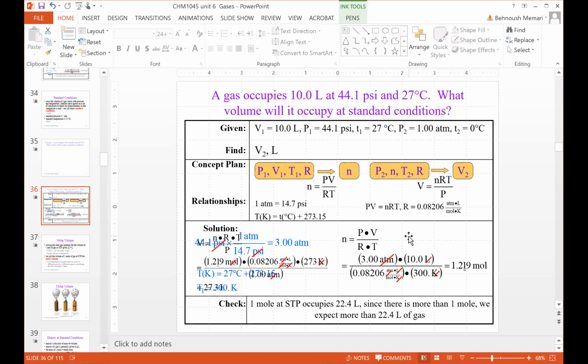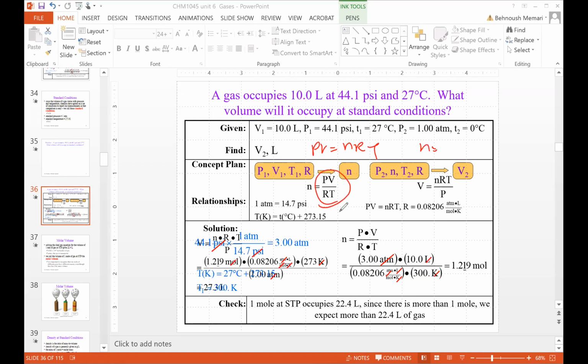If you use this way, you can find the number of moles from the condition that it is now. And then if you have the number of moles, you can multiply by 22.4. That gives you the volume at STP. So basically the approach is different here. You find the number of moles. In order to find the number of moles, you would use PV equals nRT.